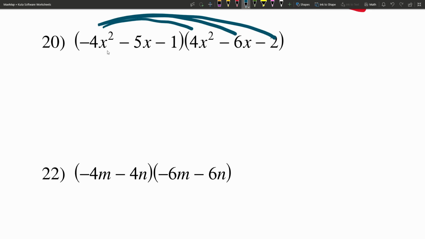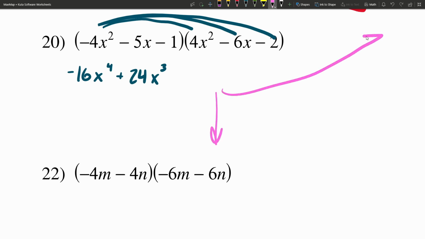We have negative 4x squared times 4x squared, which is a negative 16x to the fourth. Then negative 4x squared times negative 6x, that's a positive 24x cubed, since we add those exponents together. If you're confused on how I got the x to the fourth or the x cubed, I'll leave a link in the description down below or over here in the cards linking you to a video that I've previously done where we worked with multiplication and exponents.